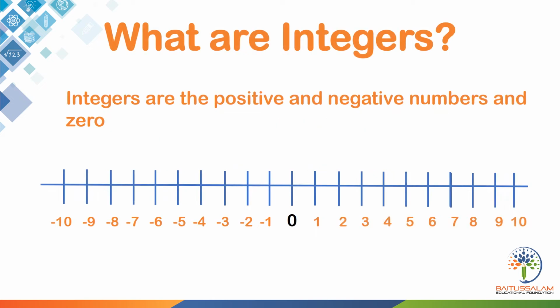Integers. What are integers? As you can see on the screen, the integers are the positive and negative numbers including 0. Integers can be known as whole numbers, which are the normal numbers used in your everyday life.